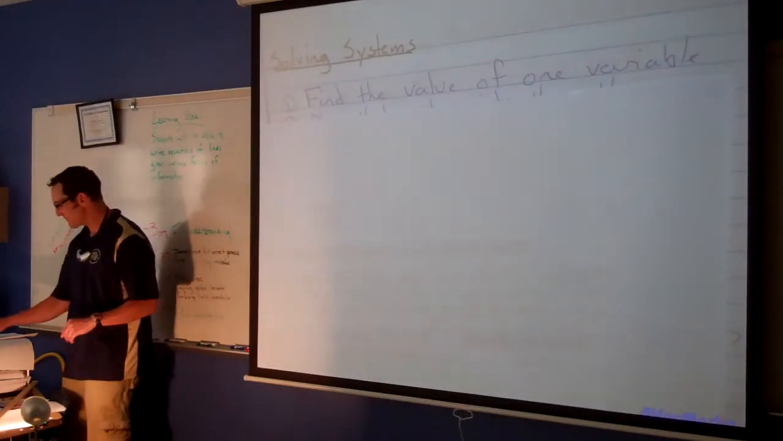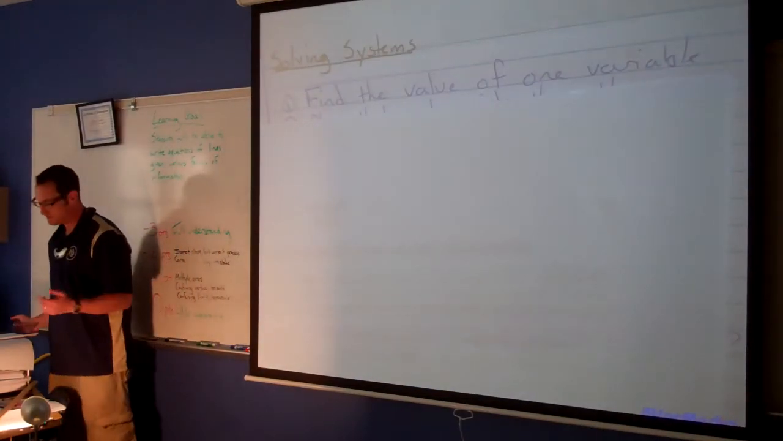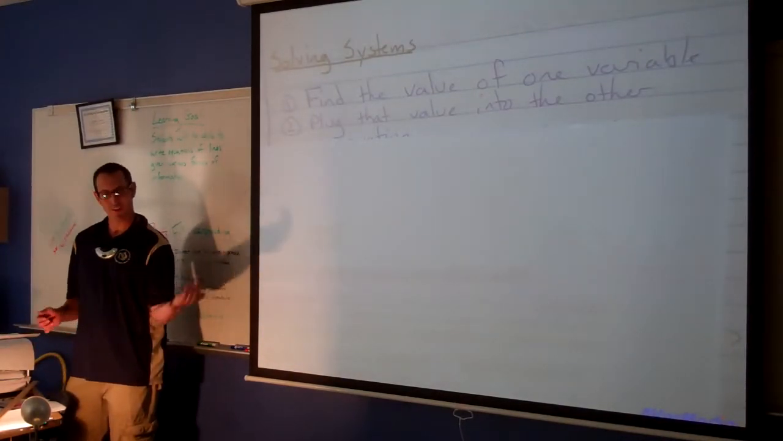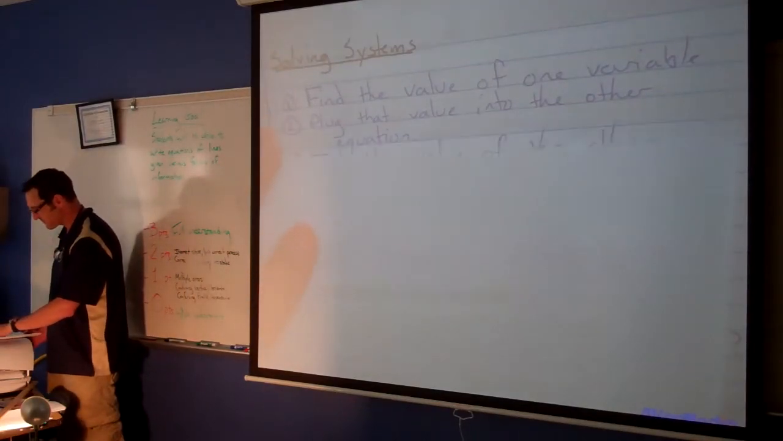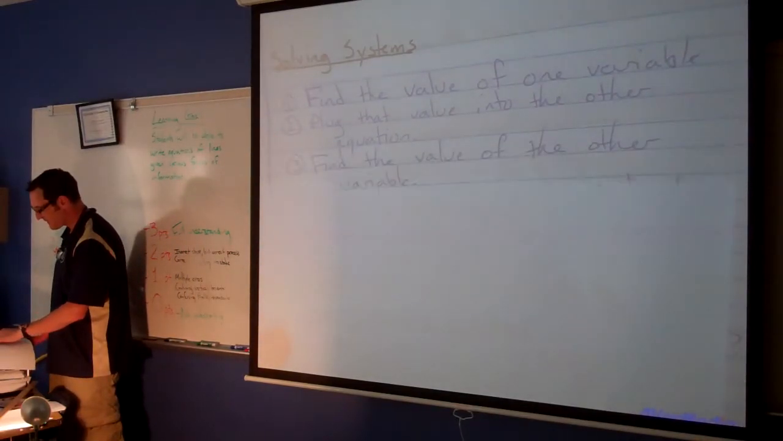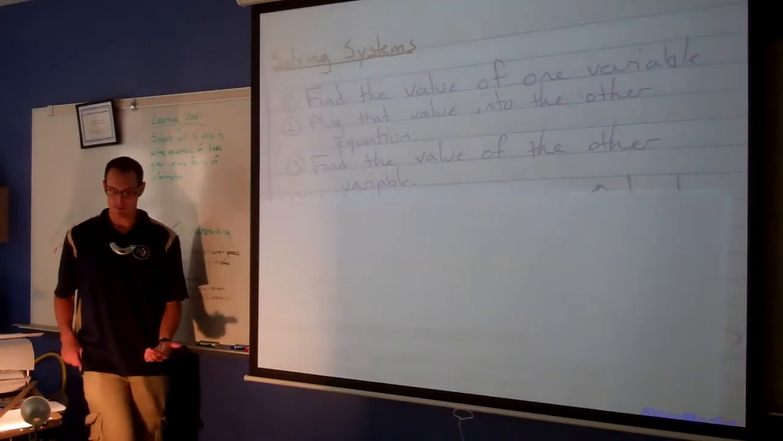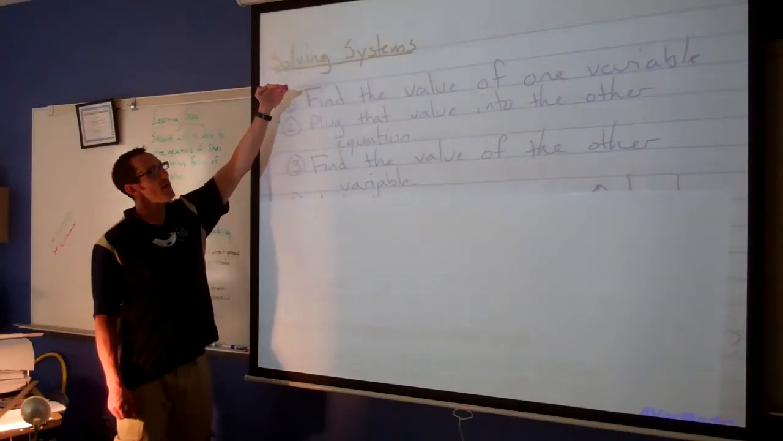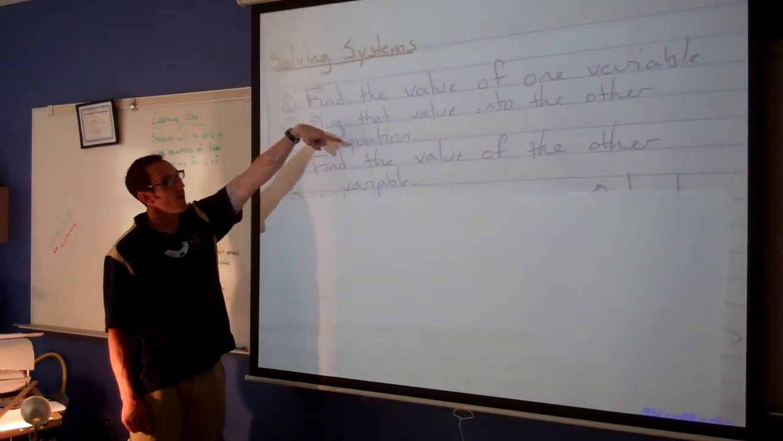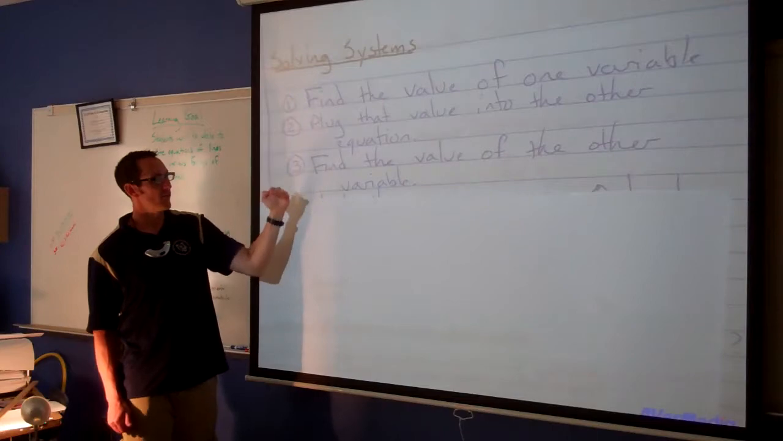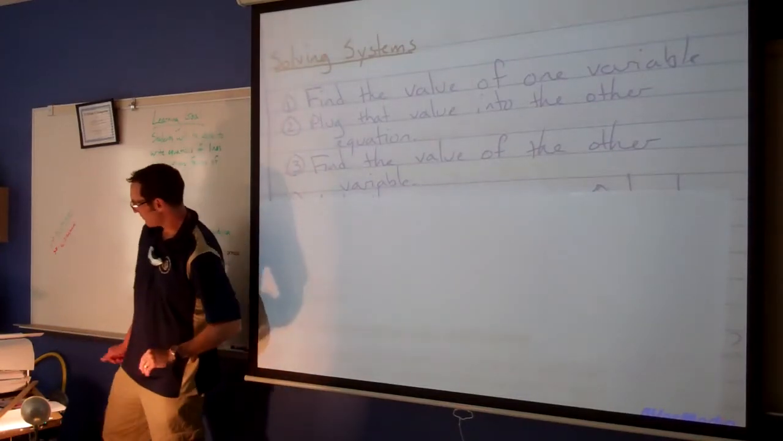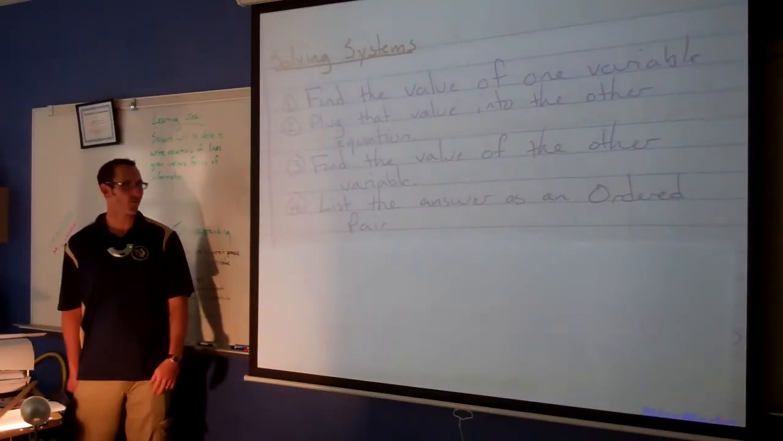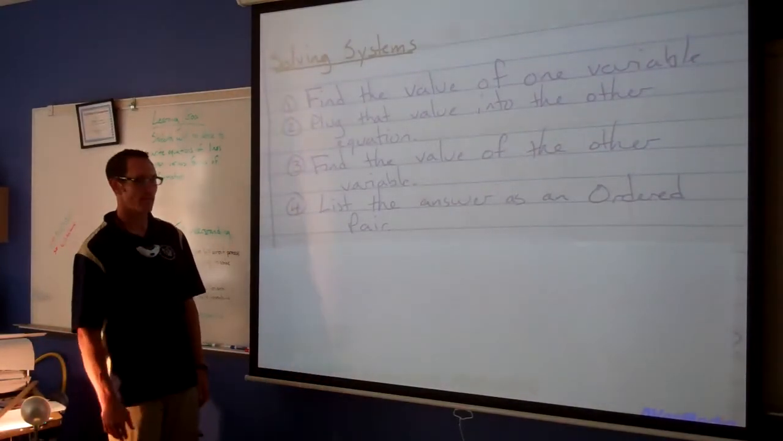So we're going to find the value of one of those variables, either one. What we do is plug that value of the one variable into the other equation, and then we find the value of the other variable. So we're looking to isolate one variable in one equation, put that value into the other equation to find the other variable. Sounds complicated, but as long as you can remember that we list the answer as an ordered pair, you will see it becomes easier.